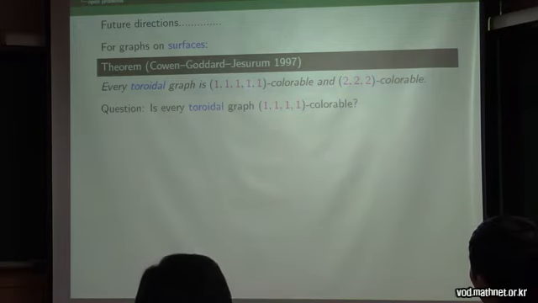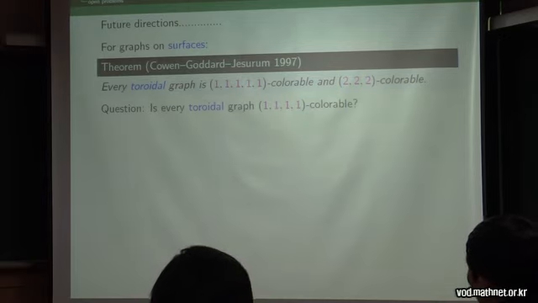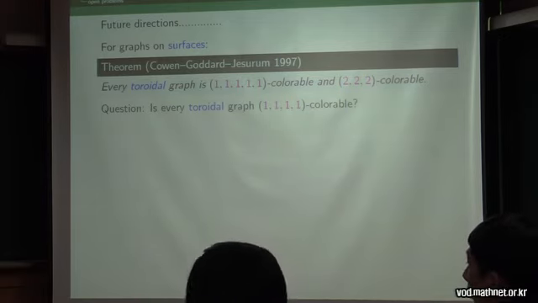But they don't know if every toroidal graph is 1, 1, 1, 1 colorable, right? So they explicitly ask if you want to partition your graph into subgraphs of this induced matchings, can you do it with 4 parts instead of 5? Right? So this question they don't know.